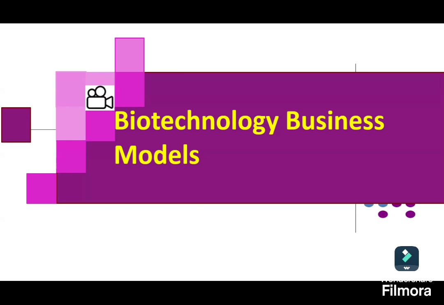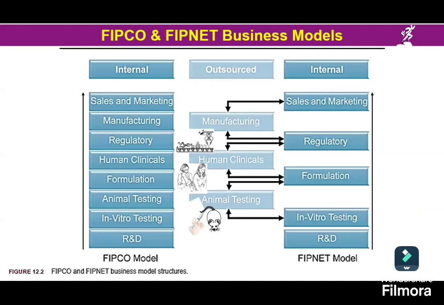The next step is to choose the business model, how you want to market that product. And there are a number of options available. For example, either you just establish your company virtually. Virtually means you do all the operations virtually. It's called the FIPCO model. This is a very latest model.